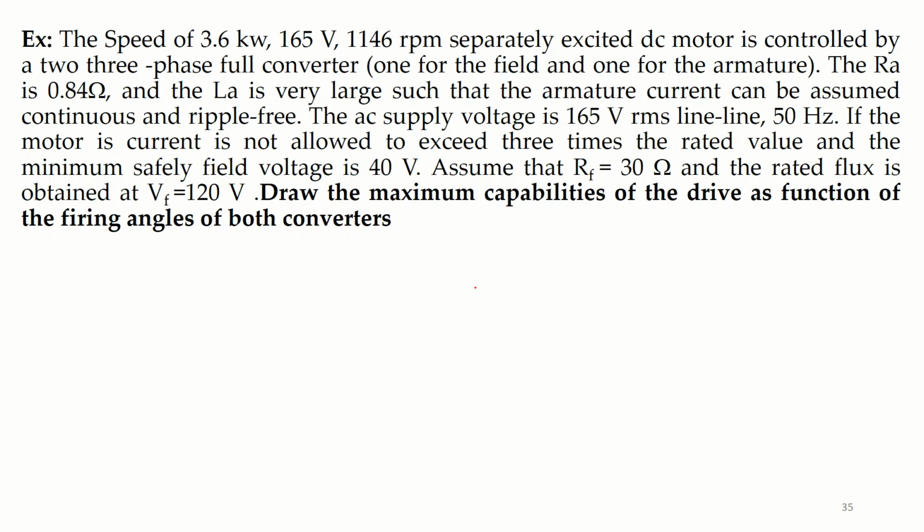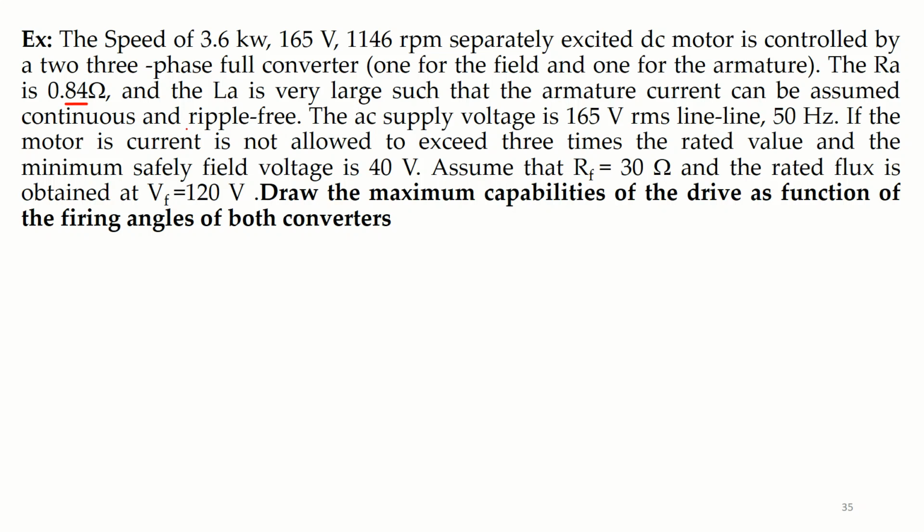In this example, the speed of a 3.6 kilowatt, 165 volt, 1164 RPM separately excited DC motor is controlled by two three-phase full converters, one for the field circuit and one for the armature. The armature resistance is 0.84 ohm, and the armature inductance is assumed to be large enough such that the current is ripple free. The AC voltage for both converters is 165 volt RMS value at 50 Hertz.